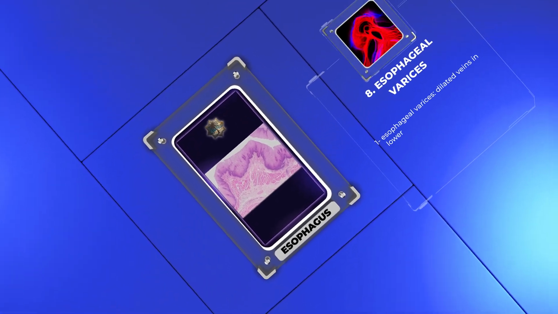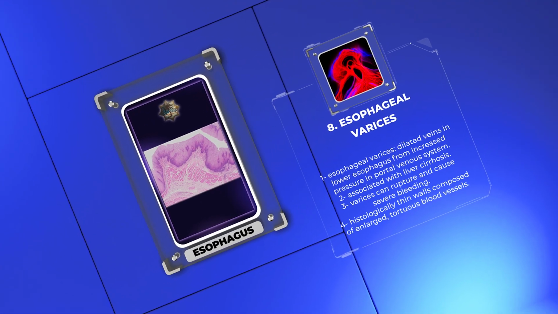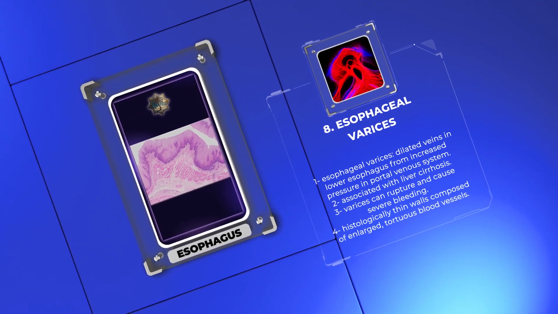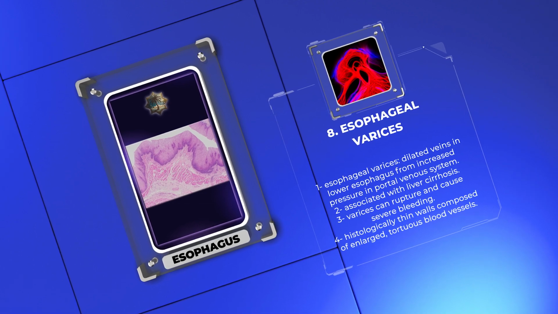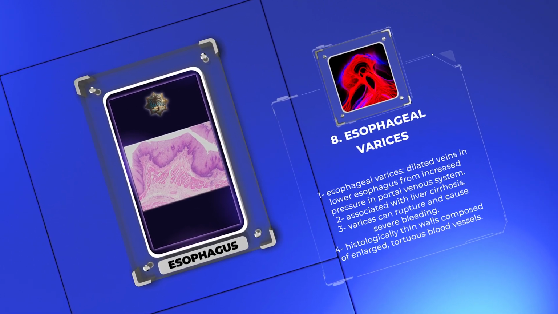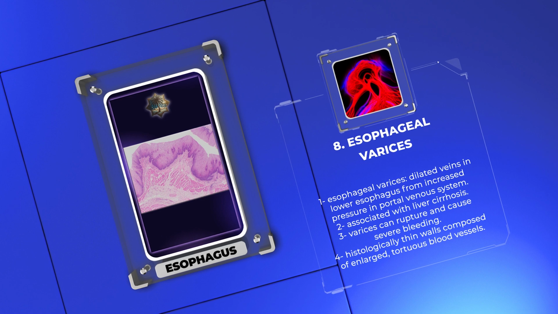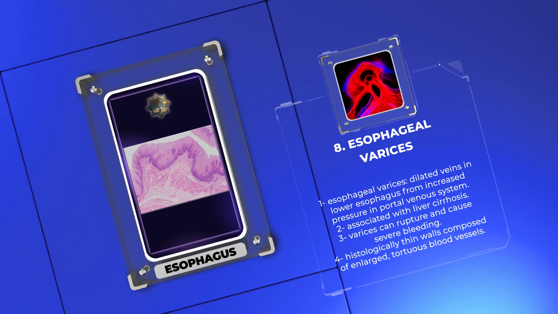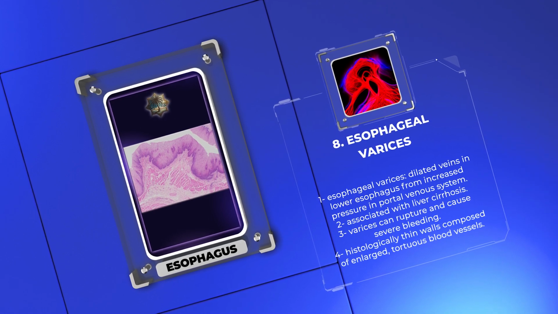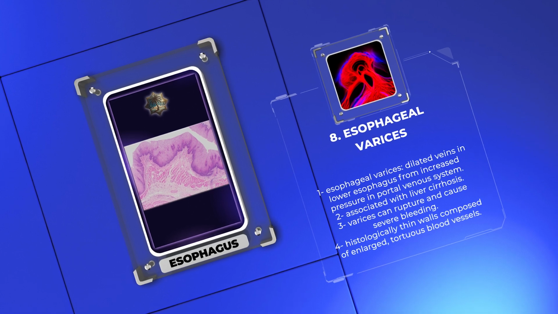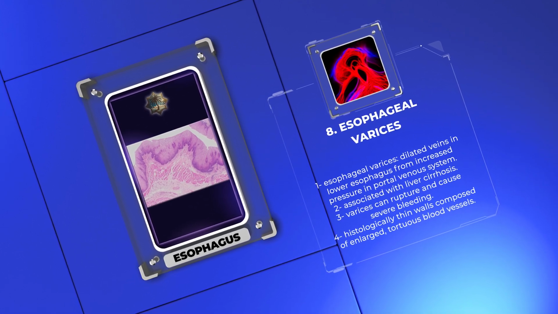Esophageal varices are dilated veins in the lower part of the esophagus that result from increased pressure within the portal venous system. Commonly associated with liver cirrhosis, these varices can rupture, leading to severe bleeding. Histologically, esophageal varices exhibit thin walls composed of enlarged, tortuous blood vessels that lack the normal structural integrity.